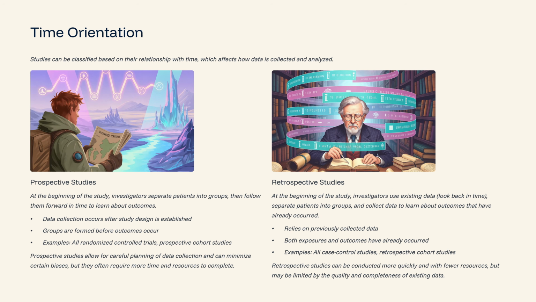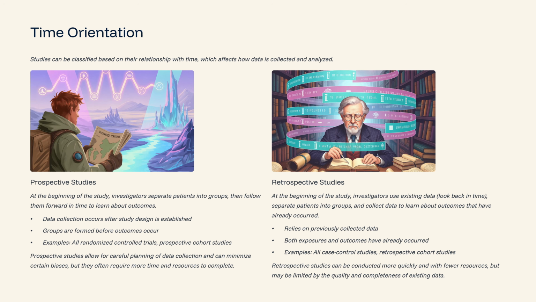Moving on to the next classification of time orientation, the two big ones we think of here are prospective and retrospective. Prospective means the investigator does something to the population or patients that separates them into groups and then follows them forward in time. Okay, data collection occurs after the study design is established. Groups are formed before the outcomes occur. So this is all randomized controlled trials and prospective cohort studies. Okay, but you need careful planning of data collection and to minimize biases, and we'll be talking about this.